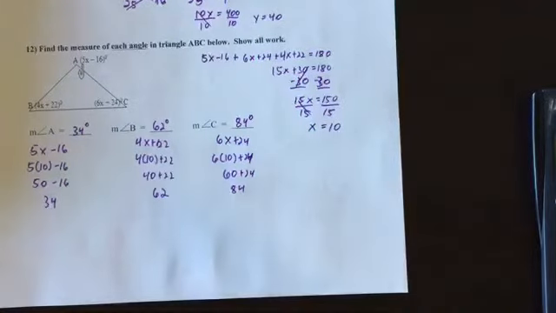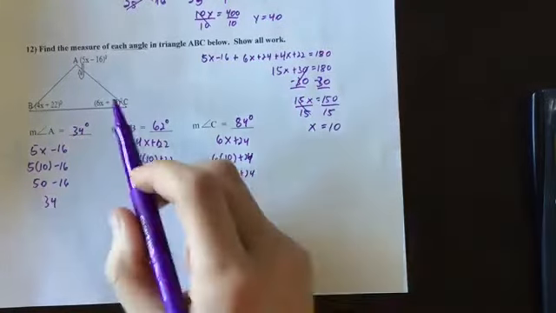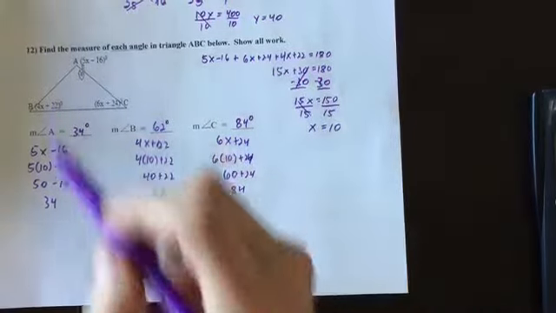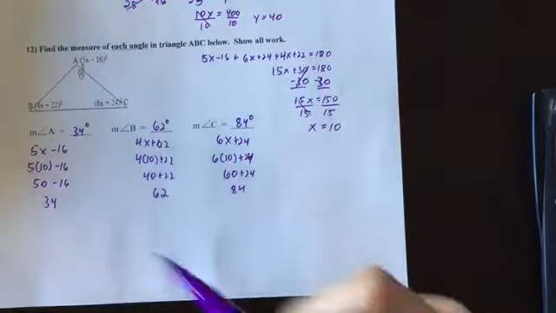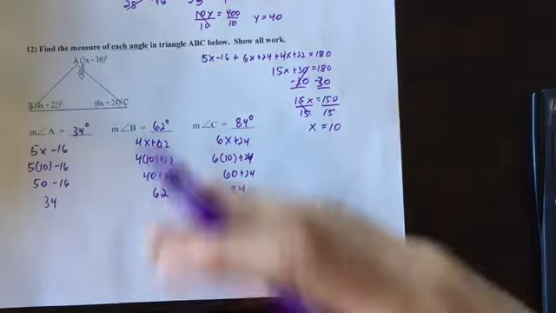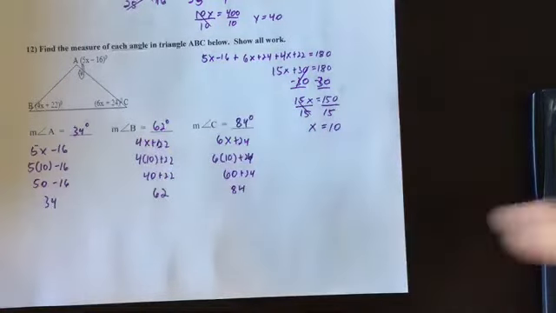Some of you might be saying, but that triangle, it doesn't look like that's 84 degrees. That doesn't look like it's 62 degrees. That doesn't look like it's 34 degrees, right? You can't really judge it. It's not drawn to scale, okay?